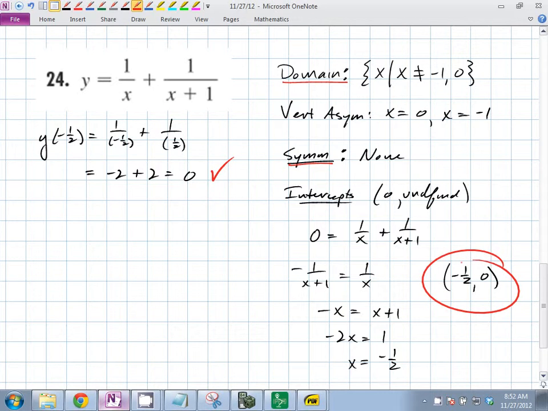What should we do before we find the derivative? How should I rewrite that? To the negative 1 plus.